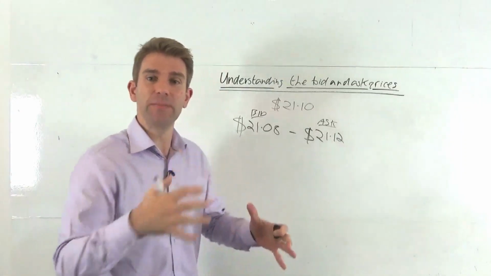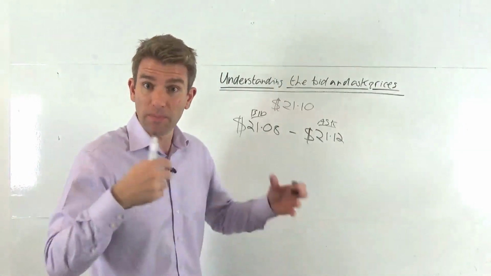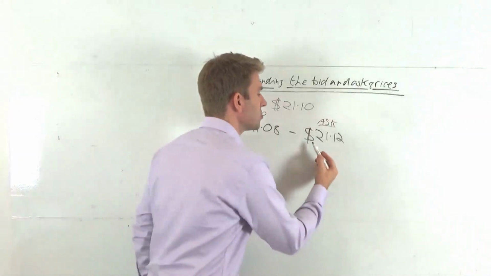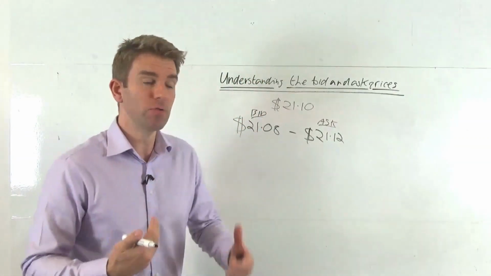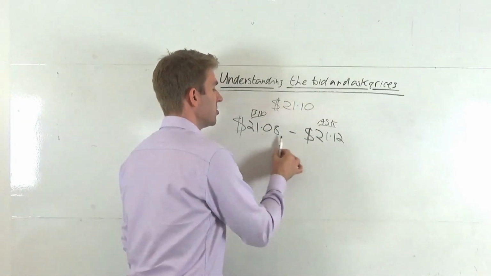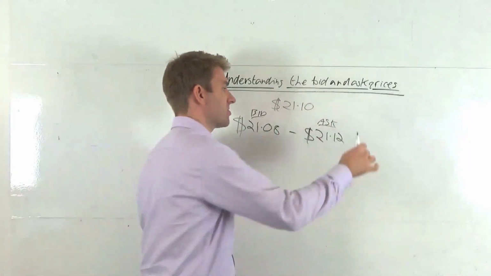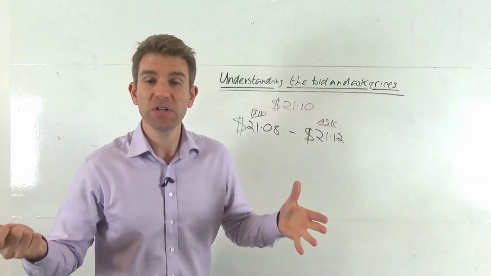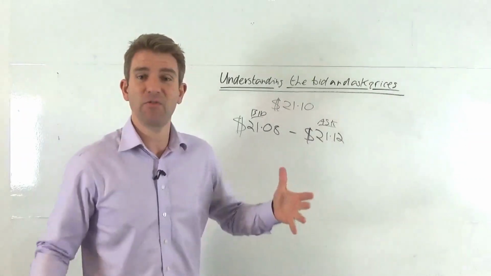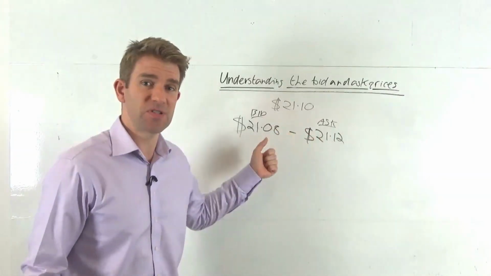But just for now, if we keep it simple, if we want to buy that stock immediately, we will be paying $21.12. If we want to sell that stock, if we own the stock, we will be selling it at 21.08. So that's the bid, that's the ask, sometimes known as the offer in the UK. All very well and good, and we see that quoted, and we understand if we buy, that's the price we're buying, if we sell, it's the price we're selling at.